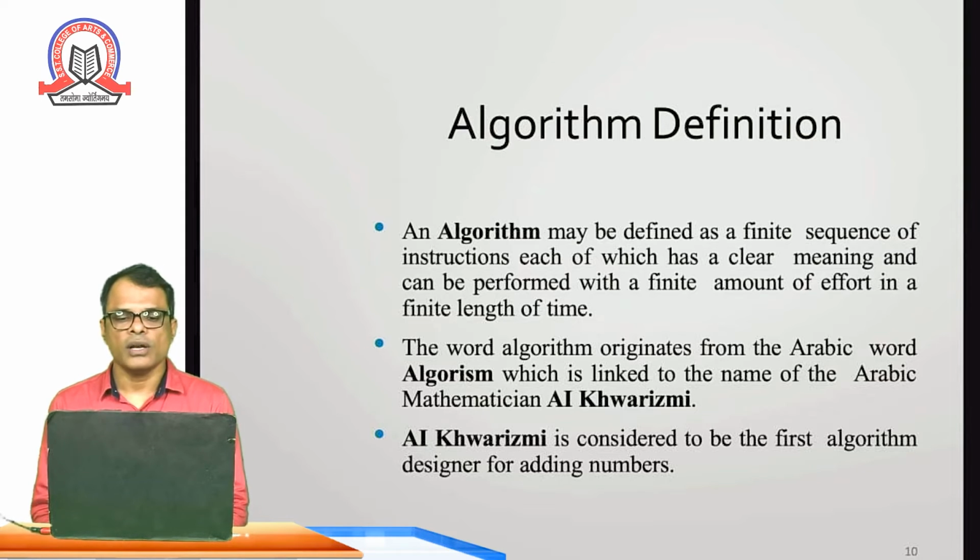The word algorithm originates from the name of the Arabic mathematician Al-Khwarizmi. Al-Khwarizmi is considered to be the first person who designed an algorithm for adding numbers, and he was an Arabic mathematician.